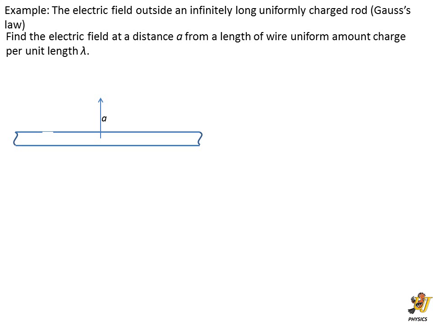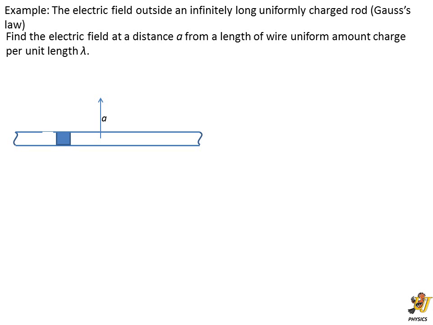Gauss's law provides us with a method to calculate the electric field around highly symmetric charge distributions in a relatively simple way. Here we will look at the electric field outside a uniformly charged rod. If the rod is uniformly charged, it implies that it's got a uniform amount of charge per unit length. So the amount of coulombs per unit length is constant all over the rod.